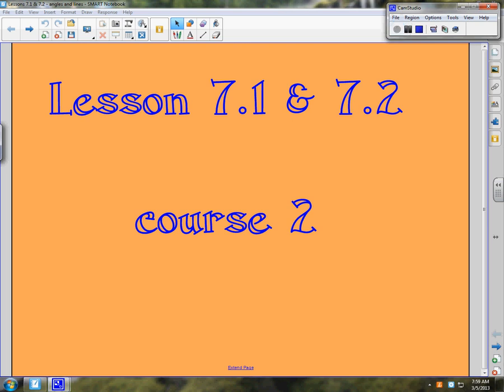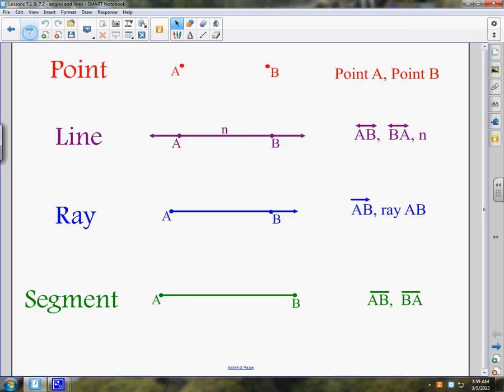Hey guys, this is lesson 7.1 and 7.2 for course 2. It's kind of long and there's a lot of notes, so just be ready. All right, so first you need to write these four things down.